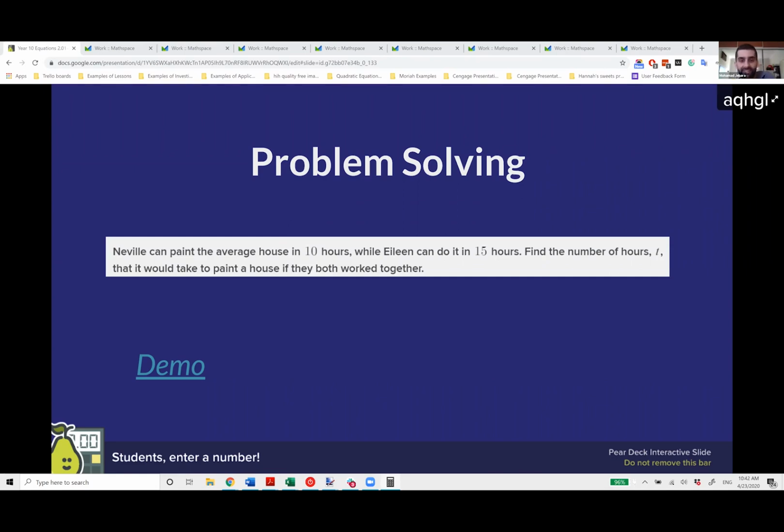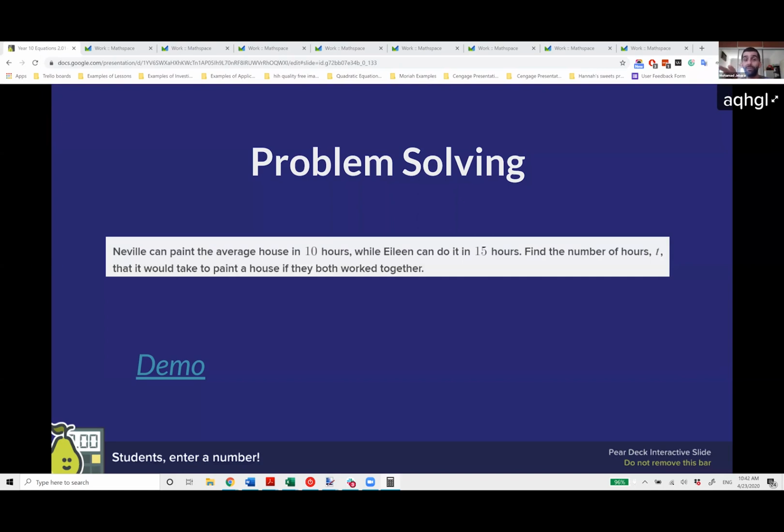Answer must be less than 10. All right, let's do another reasonableness check. I'm going to pick two numbers that I know the answer has to be in between. So let's imagine Neville's the better, or faster, painter. Let's imagine we had two Nevilles. If we had two Nevilles, it would be a really easy question.